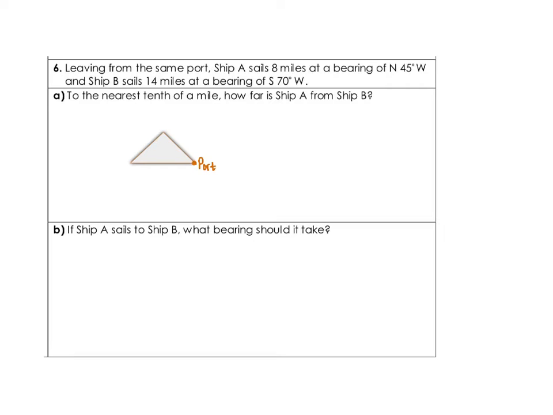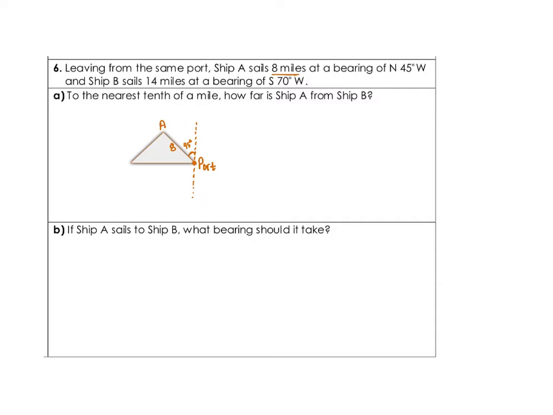All right, so for that first one, ship A is sailing 8 miles at a bearing of north 45 degrees west. So that tells me here that A is going in that direction. Now we have to be careful again with this bearing. That's telling me that this angle out here, this is what our 45 degrees is. So we have that. And we know that side length is going to be 8 miles. So I'm going to put 8 here.